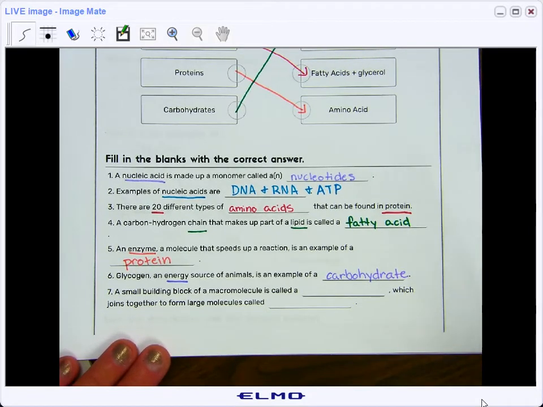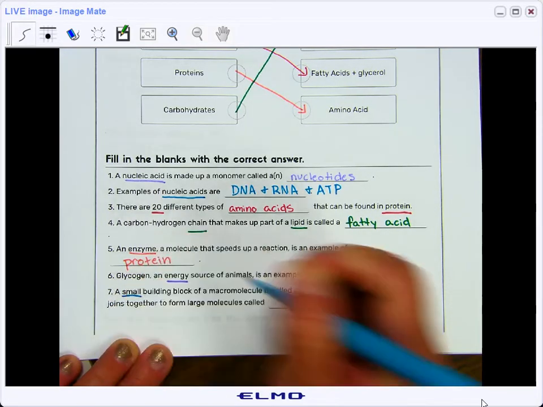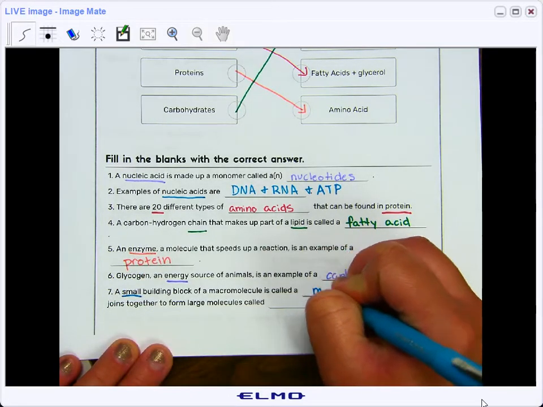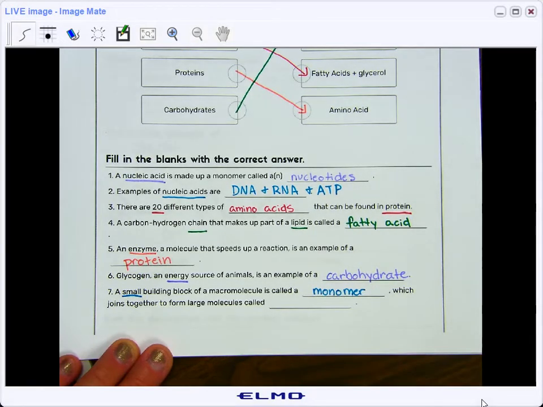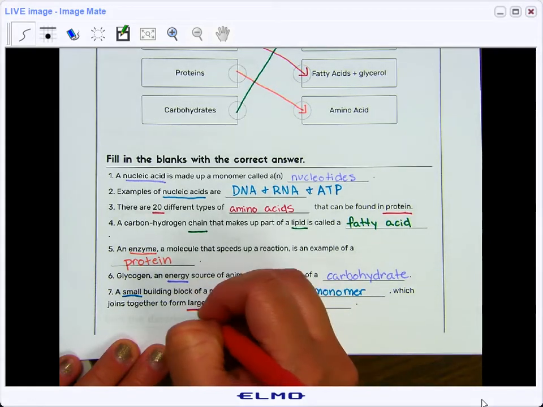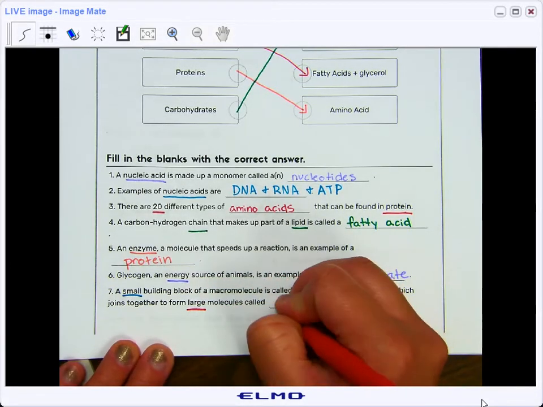A small building block of a macromolecule is called, keyword is small, a monomer, which joins together to form a large molecule. Large is the keyword, a polymer.